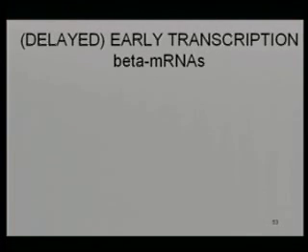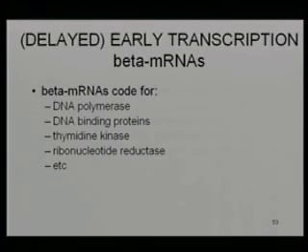Okay, so the beta mRNAs include genes for a lot of proteins. I'm not going to go through all of them, but one of the things is, like adenovirus, herpes virus takes in its own DNA polymerase. So it's not dependent on the host cell for DNA polymerase. But it also is not dependent on the host cell for making a lot of the other precursors that are needed. Adenovirus still needed to have the host cell make the deoxynucleotides, etc.